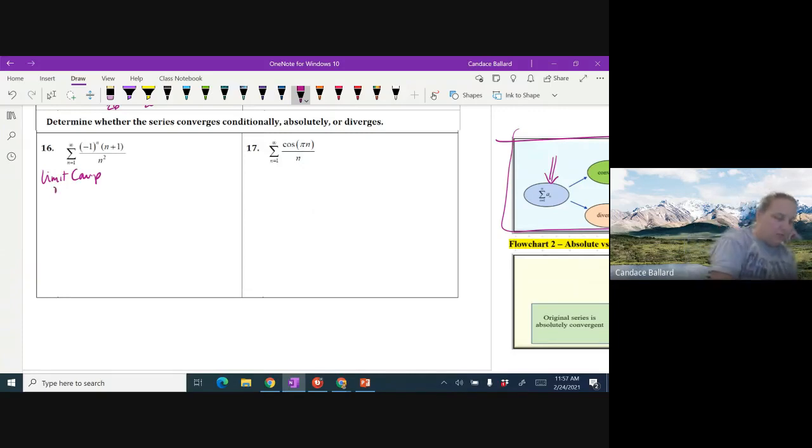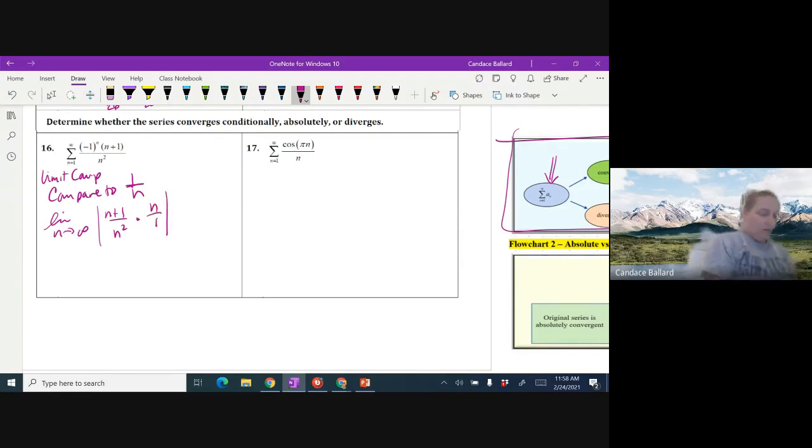Okay, so limit comparison. We're going to compare to 1 over n, and we're going to do the limit as n approaches infinity. When we do limit comparison, it's technically absolute value, so the negative 1 is going to drop out. So we just do n plus 1 over n squared times, and then I flip the reciprocal because I'm really dividing. So the limit as n approaches infinity is n squared plus n over n squared. So what's my limit equal to? Oh, I wrote it down. I ruined the question. My limit is equal to 1.